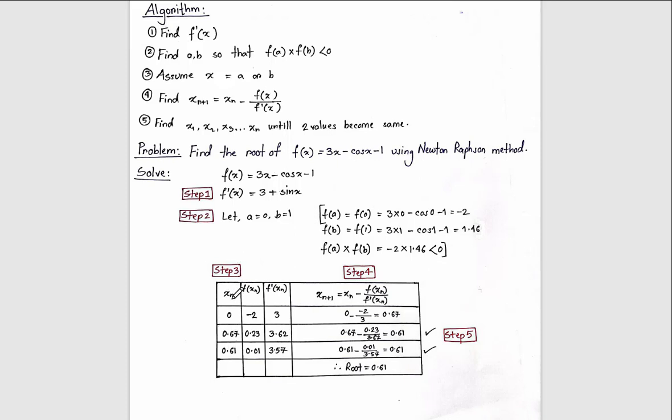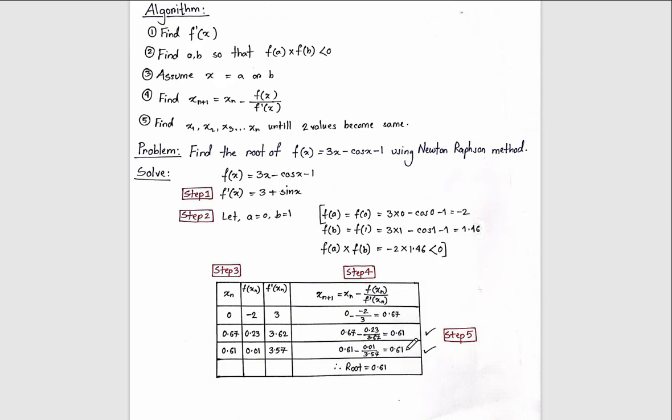So we wrote xn as 0.61 in the next step. Next, we have to follow the similar process to find f of xn and f1 of xn by putting the value 0.61 in these two functions. So we got 0.01 as our f of xn and 3.57 as our f1 of xn. Putting these values in the given formula, we got 0.61. You can see the value of xn is 0.61 minus f of xn, which is 0.01, divided by f1 of xn, which is 3.57. This gives us 0.61.